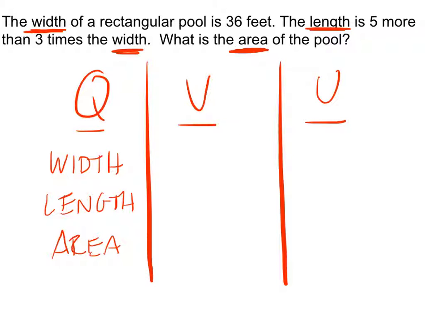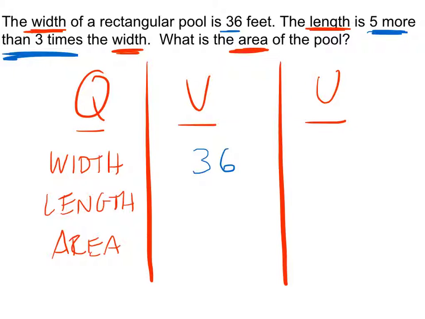Now I'm going to go to the V part, or the values. Remember that a value is an actual count or measurement. We're going to find what the actual measurement is for each quantity. Looking at the first sentence again, the width of a rectangular pool is 36. So it has a value of 36. I'm not worried about the units yet because that's coming in a little bit. Then it says the length is 5 more than 3 times the width.